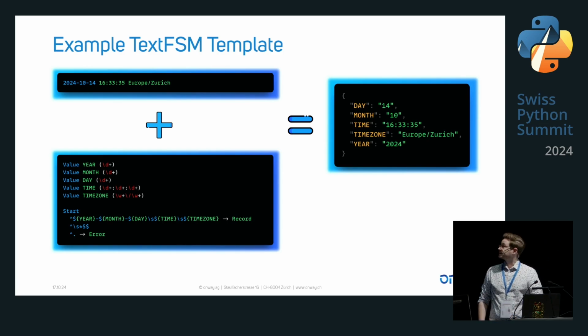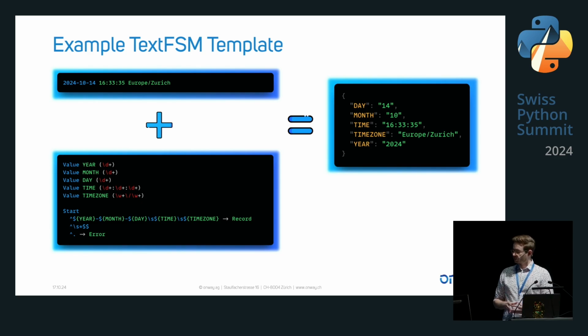Now, right here, you can see an example of a text FSM template that I wrote the other day. So on the top left, you can see a show command that we execute on one of the devices. And right here, it's just show clock, which shows us the current date, current time, and the time zone. And then on the bottom left, you can see the text FSM template. First of all, we specify some values. For example, the year, which is identified by a regex pattern. And we do that for every value that we want to extract from our output.